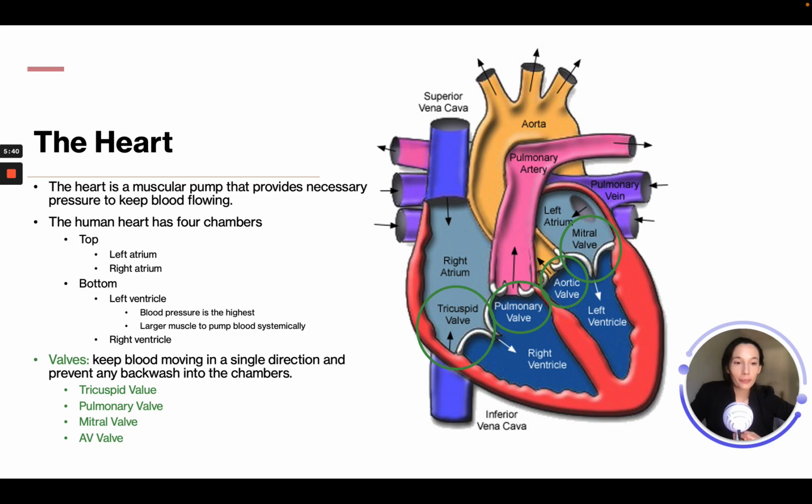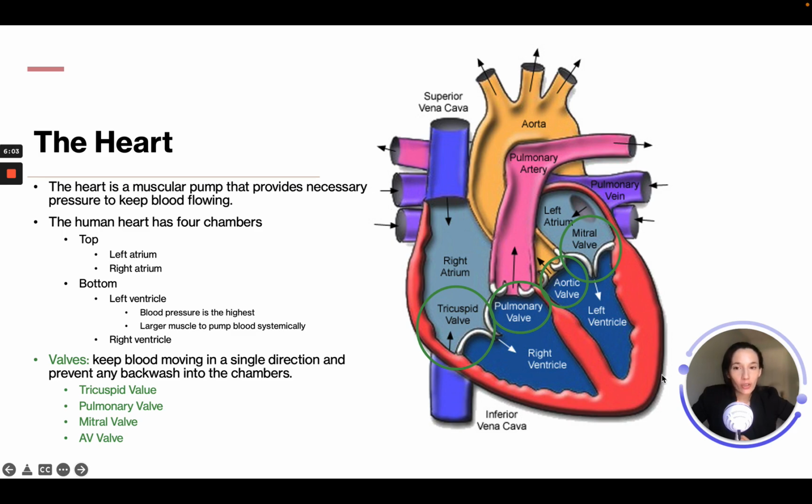All right, so we've talked about different types of blood vessels, so let's talk about the heart. The heart is a muscular pump that provides necessary pressure to keep blood flowing. The heart has 4 chambers. It has the left atrium right here, the right atrium, the left ventricle, and the right ventricle.